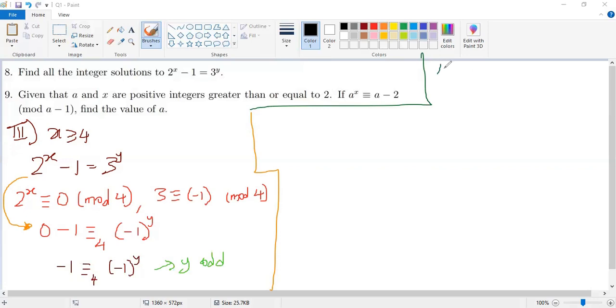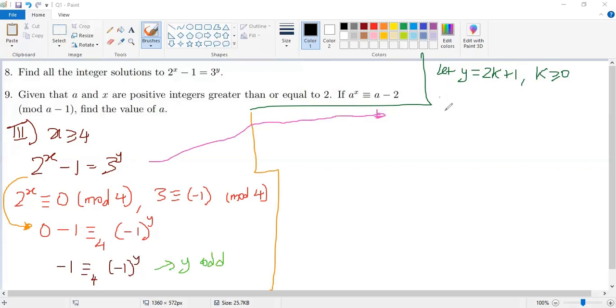Since y is odd, let's say I suitably choose y as 2k+1. The case k is 0, and I just take k as a non-negative integer, to include y from 1 onward. What would happen to the original equation? Always substitute back into the original equation.